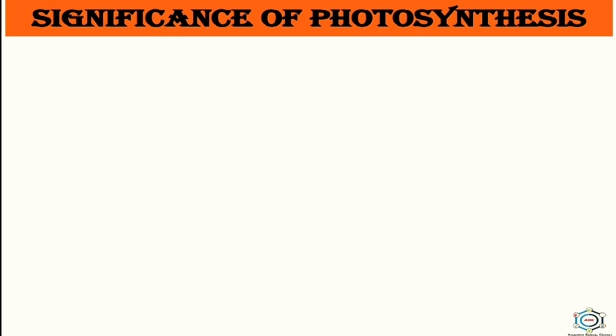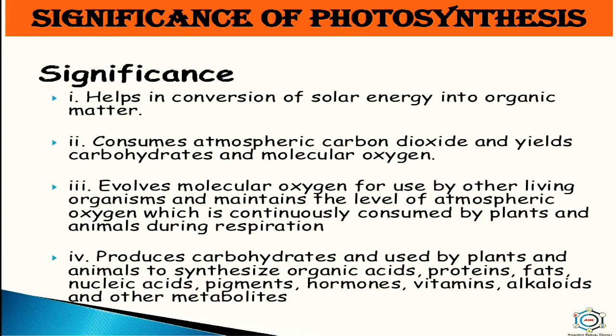Now, after this, significance of photosynthesis. So, what is the significance? It helps in the conversion of solar energy into organic matter, consumes atmospheric carbon dioxide and yields carbohydrates and molecular oxygen, evolves molecular oxygen for the use by other living organisms and maintains the level of atmospheric oxygen which is continuously consumed by plants and animals during respiration, produces carbohydrates used by plants and animals to synthesize organic acids, proteins, fats, nucleic acids, pigments, hormones, vitamins, alkaloids, and other metabolites.